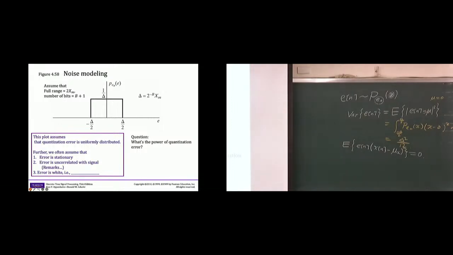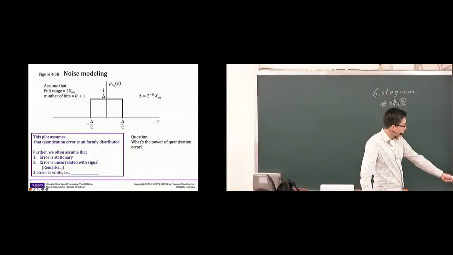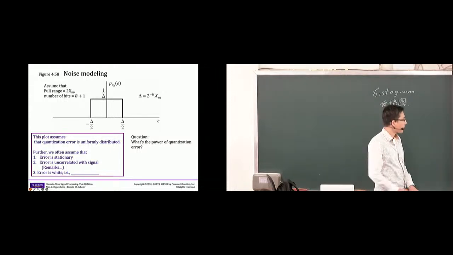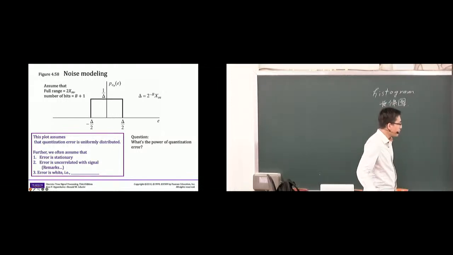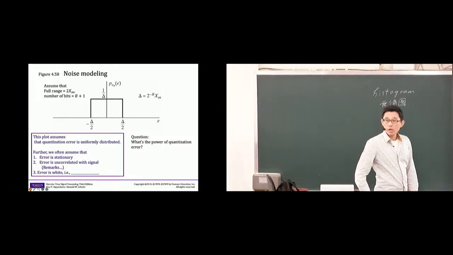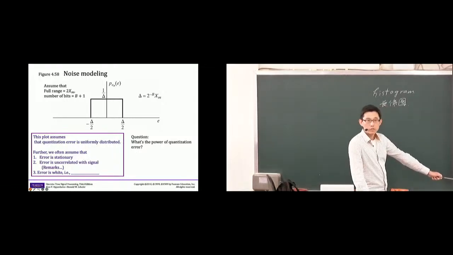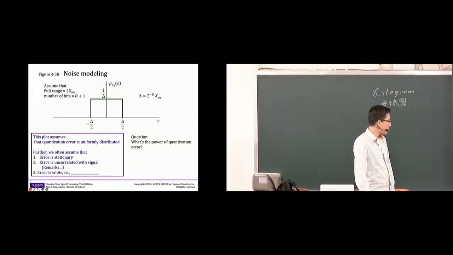And the last point I want to share with you is that error is also often considered white. White noise. So what's the meaning of being white? When we talk about a random process, a random signal, being white means that the spectrum of your signal is more or less flat. It has that notion. White.